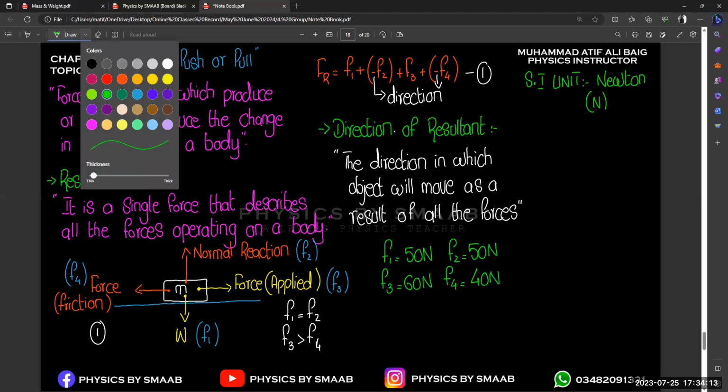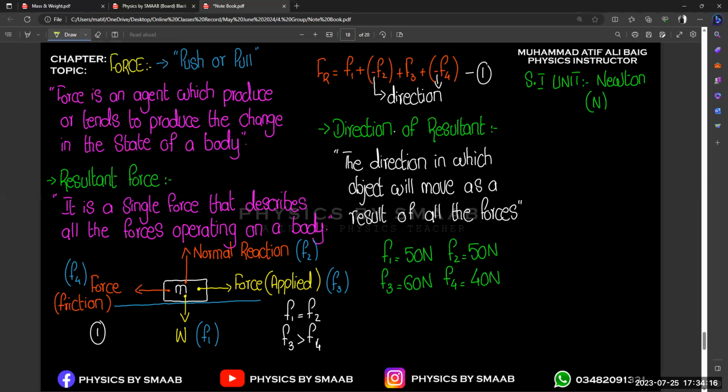First we need to know the basic concept, and we will discuss the 90-degree angle later. So these are four forces, and to find the magnitude of the resultant force, we simply add all the forces. 50 plus minus 50 plus 60 plus minus 40. The final answer will be equal to 20, so R, the magnitude of the resultant, is 20 Newton.